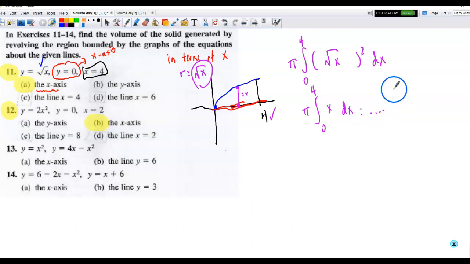And if you do it correctly for 11a, what is the answer? So you don't have to look it up. Sorry, I went too far. 11a, you should get 8 pi as your answer.